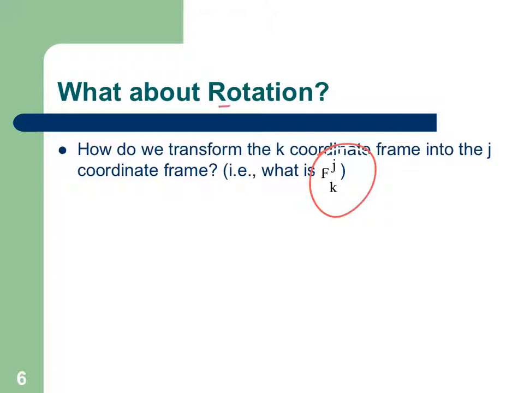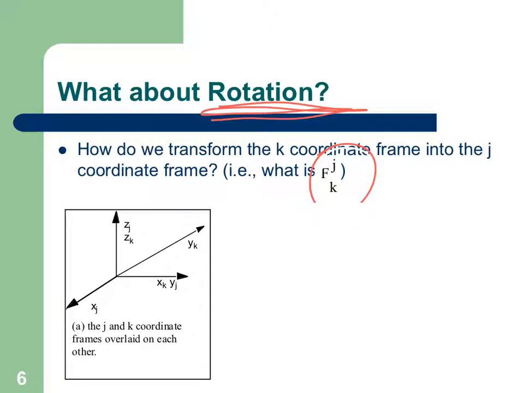But what happens when we want to actually do a rotation, when our frames aren't perfectly lined up, the z-axis lined up with the z-axis, x with x, and so on? So here's an example where there's no translation at all. It's just rotation, right? So if you look, we've got two coordinate frames here, J and K.